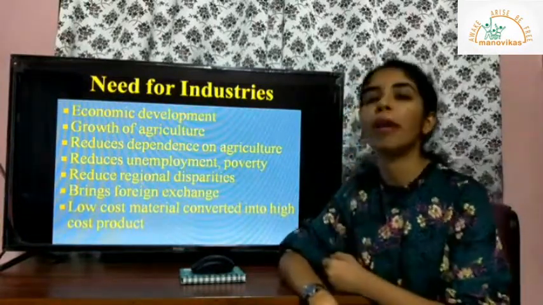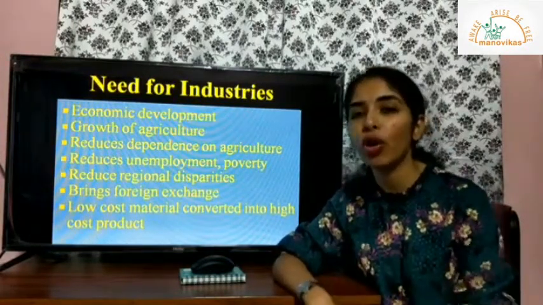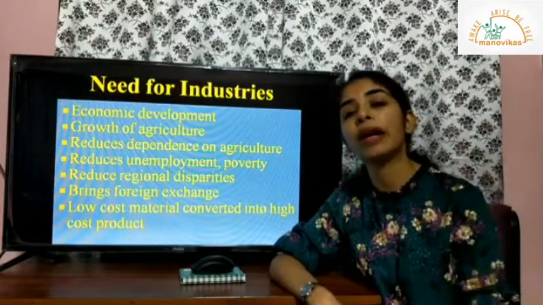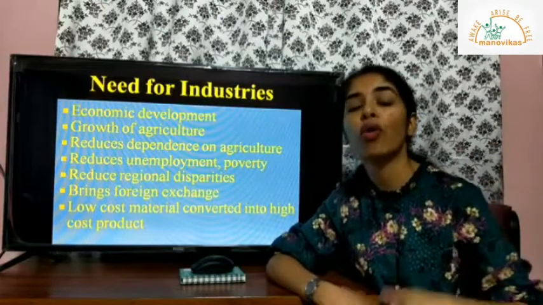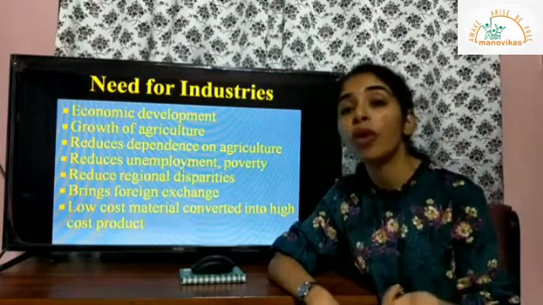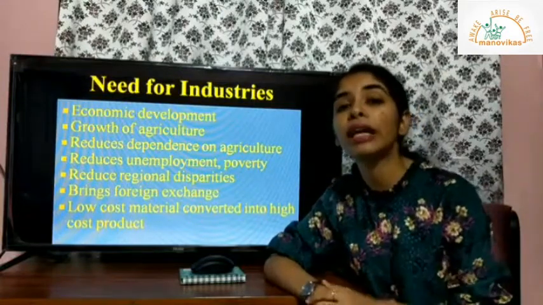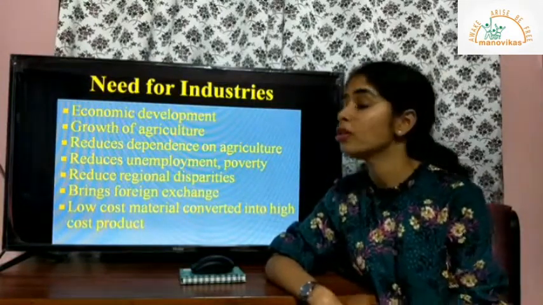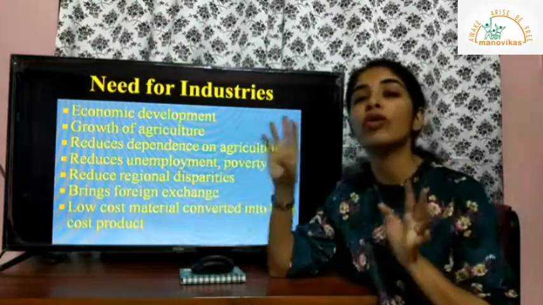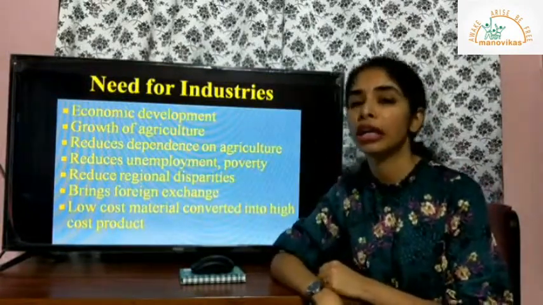Then it reduces dependence on agriculture. Okay, as we know, India is an agrarian economy. We are an agricultural country, right? Now we cannot be fully dependent on agriculture for our overall growth. Okay, because sometimes crops fail, sometimes rainfall fails, and that leads to failure of crops, and at that time the economy can get completely hampered. So at that time industries come to our rescue, because production will be going on and these products will be sold in the market and help in the economy.